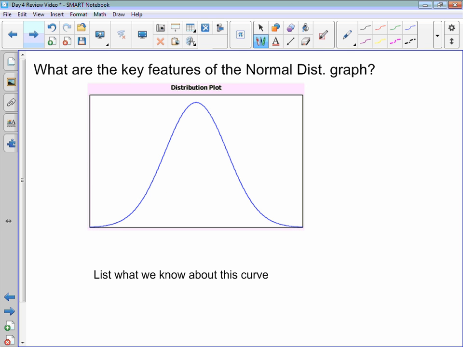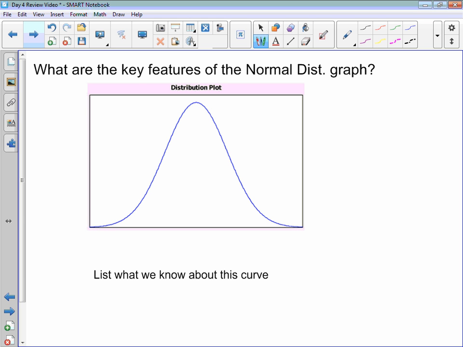So, what are the key features of the normal distribution graph? List what we know about this curve. There's a lot going on here, so think about it, write a whole bunch of stuff down, do a bunch of sketches, pause, and when you got it all done, come back. All right, so you're back.